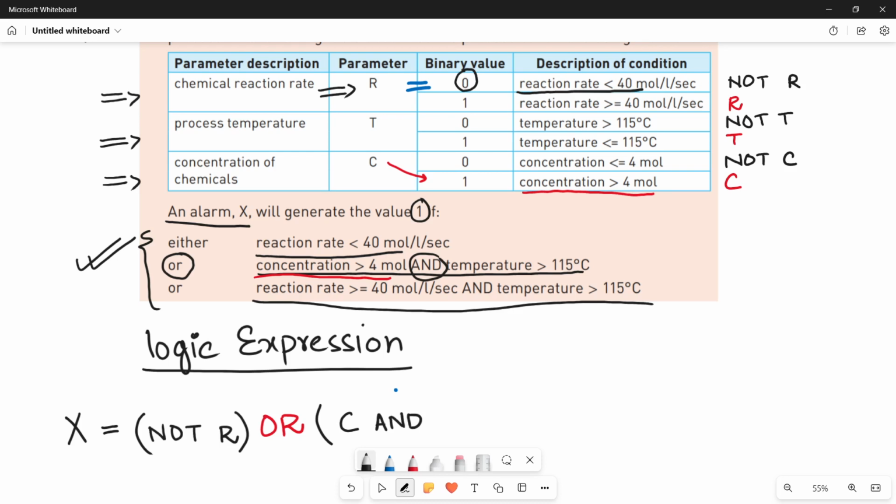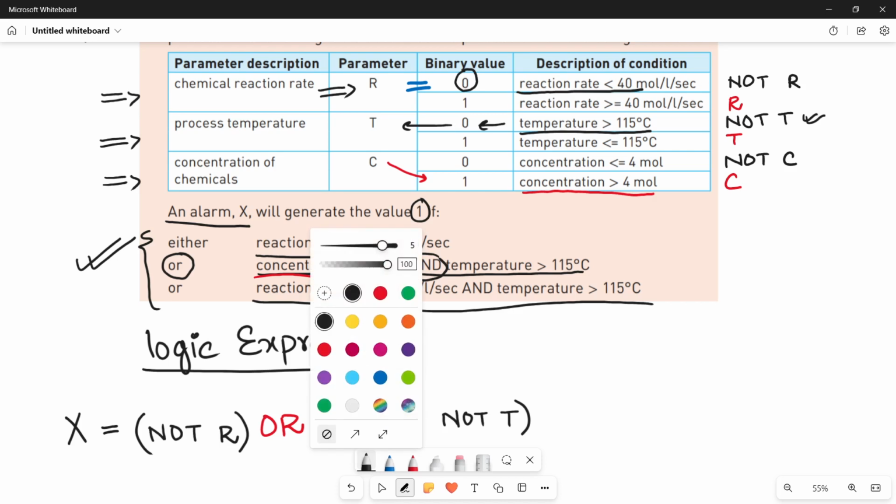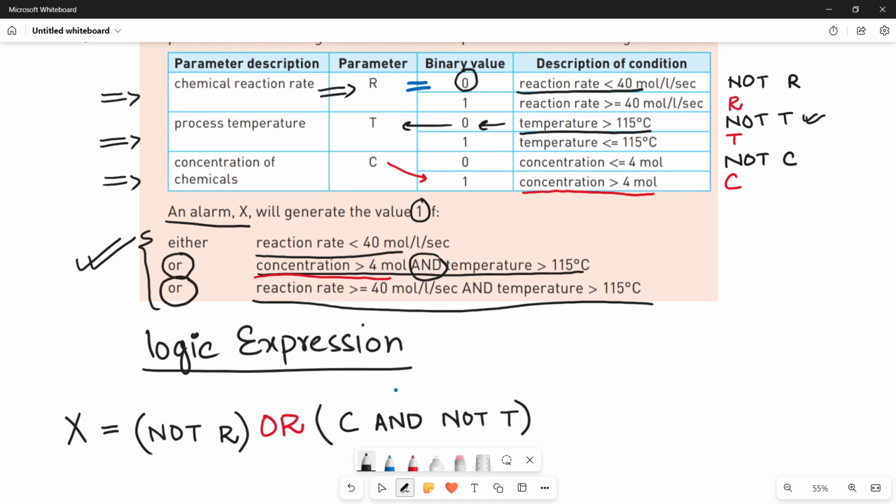If you see your table, temperature greater than 115 means that T must have a value 0. And if it is 0, then we will represent it with NOT T. So I will write it NOT T. Then my second condition is closed in the bracket. Now look at your above description. The third thing is there is an OR between these three conditions. So again, I am going to put OR here, and then my third condition will be in the bracket.